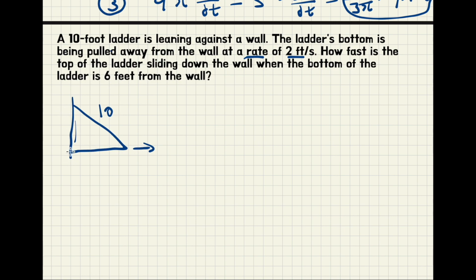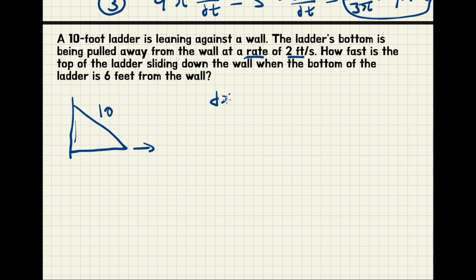We can split this up into a Cartesian plane. This is our x-axis, y-axis, and in three dimensions we can have a z-axis. An easier way to look at it is that it's a distance, so it's x. If the bottom is being pulled away from the wall, the distance is increasing, so it's a positive 2, not a negative 2.